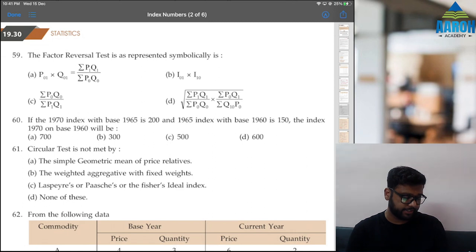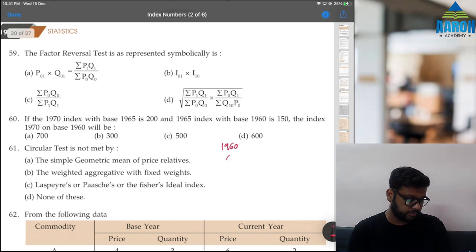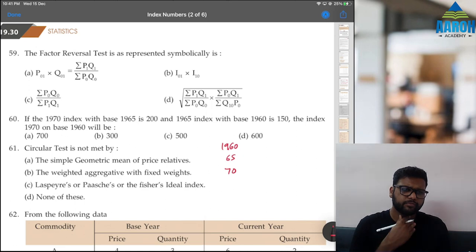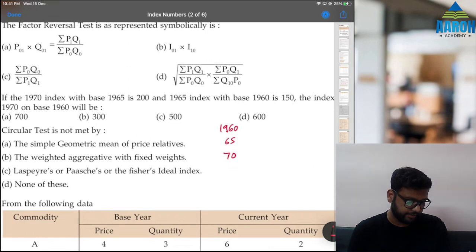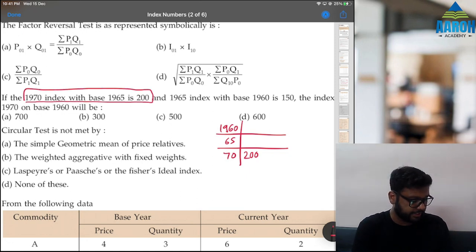If 1970 index number with base 1965 is 200, always write it like this. There are 3 years, 1960, 65, 70. So where should I write 200? 1970 is 200, right? Concentrate carefully. But what is the base in that case? 1965. So what should I write in front of 1965? What is base year index number always?